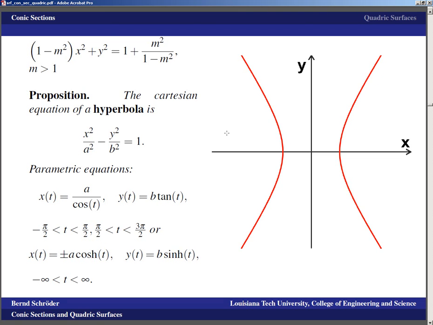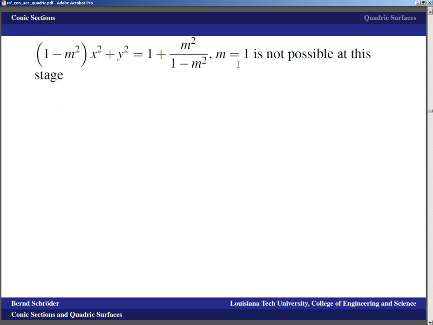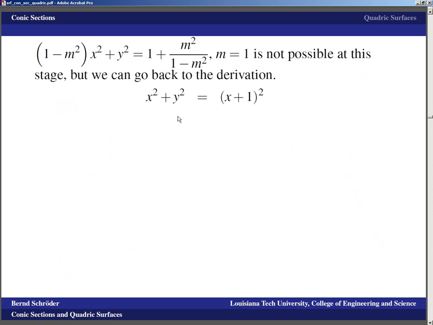Okay, well, what else can we do? We could have that m is equal to 1, and that is at this stage not possible because we can't divide by 0. But we can certainly go back to the derivation, and in the derivation, if m is equal to 1, we would have x squared plus y squared equals x plus 1 quantity squared. x squared plus y squared equals x squared plus 2x plus 1. Yeah, we multiplied out the parentheses. y squared, therefore, is then 1 plus 2x, and that's a parabola. It's a parabola that is opening to the right, but nonetheless, it is still a parabola.